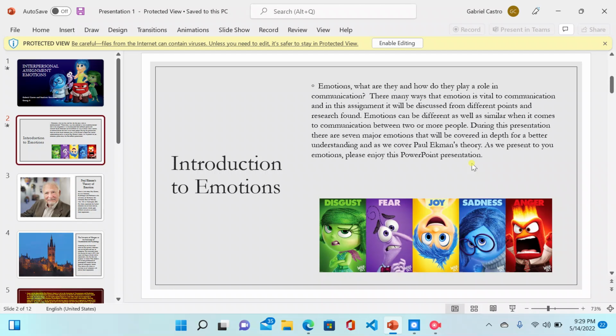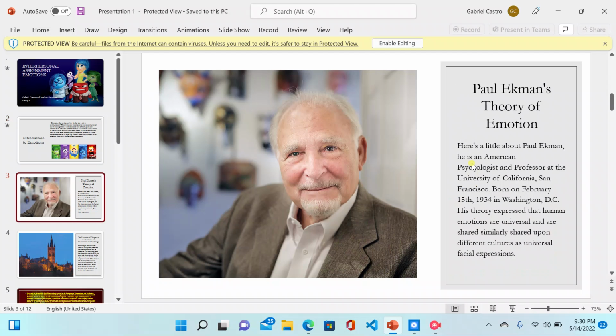So emotions, what are they and how do they play a role in communication? There are many ways that emotions are vital to communication, and in this assignment it will be discussed from different points in research found. Emotions can be different as well as similar when it comes to communication between two or more people. During this presentation there are 5 major emotions that will be covered in depth for a better understanding, and we will also get a better understanding of Paul Ekman's theory. As we present to you emotions, please enjoy this PowerPoint presentation.